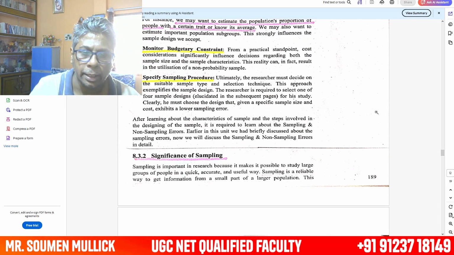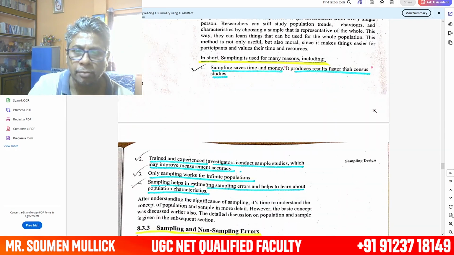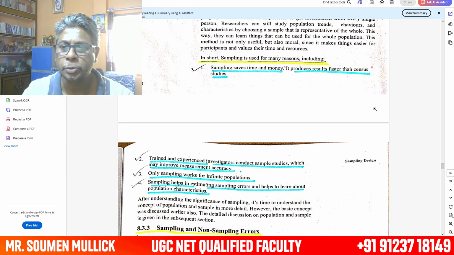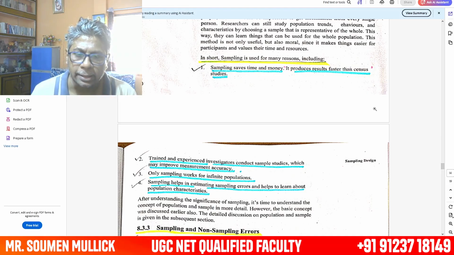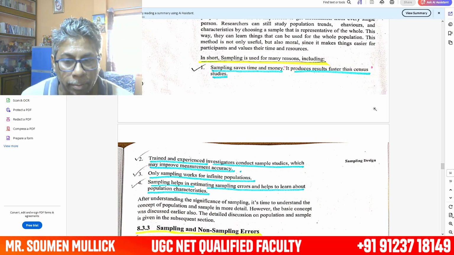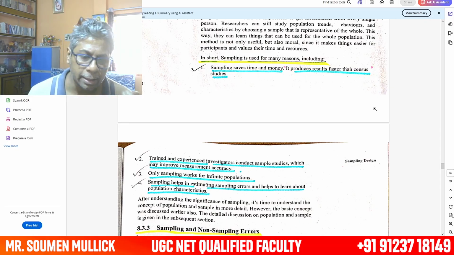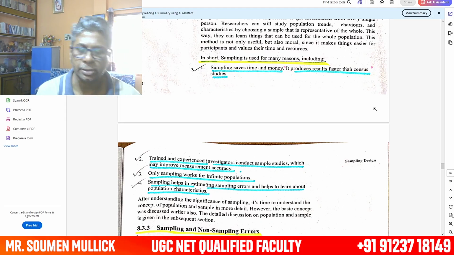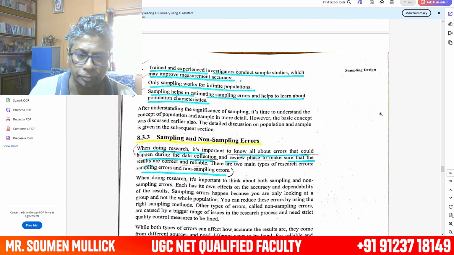Okay. The next important topic is the significance of sampling. The main significance is that sampling saves time and money. It proceeds to results faster than the initial. Next, trained and experienced investigators conduct sample studies, which may improve measurement accuracy. Sampling works for the infinite population. Sampling helps in estimating sampling error and helps to learn about population characteristics.